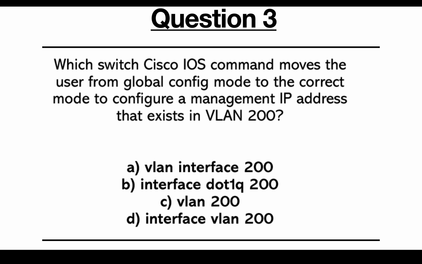Question number 3: which Cisco IOS switch command can move the user from global config mode to the correct mode to configure a management IP address that exists in VLAN 200? Is it A, vlan interface 200, B, interface .1Q 200, C, vlan 200, or D, interface vlan 200? Please have a think and pause the video if you need to, else I will play the answer in about 5 seconds.